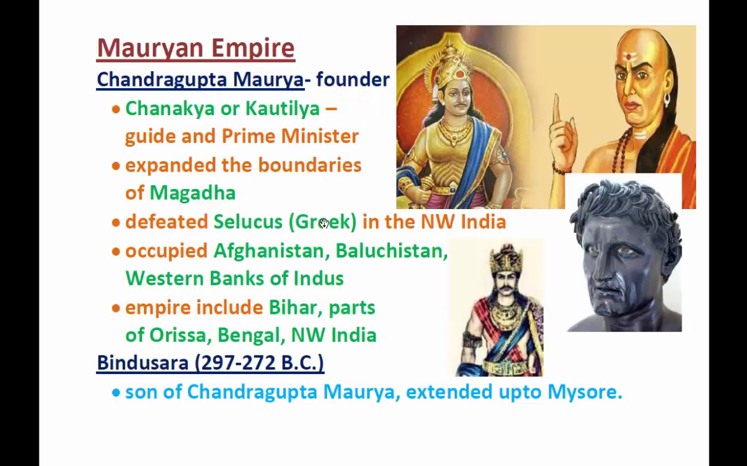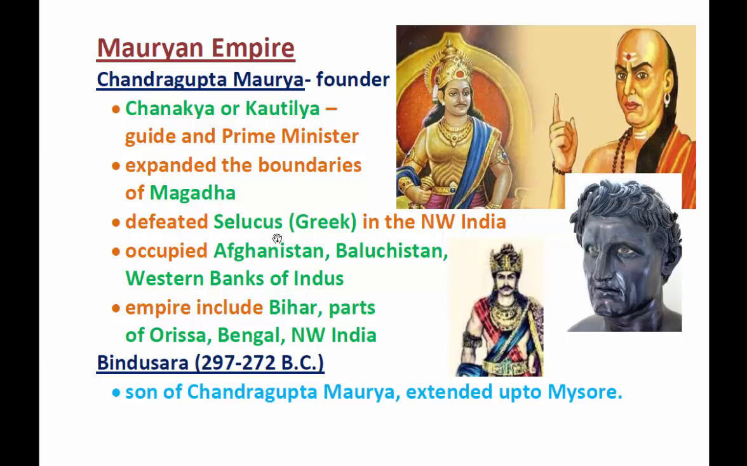Well, the Mauryan Empire. If we look at the picture here, this is Chandragupta Maurya. He founded the Mauryan Empire under the assistance and guidance of this prime minister. Here you can see from the picture, his name was Chanakya or Kautalya. So they together founded this Mauryan Empire. And Chandragupta expanded the boundaries of Magadha, which we have learned in the previous class. During his reign, he also defeated Seleucus.